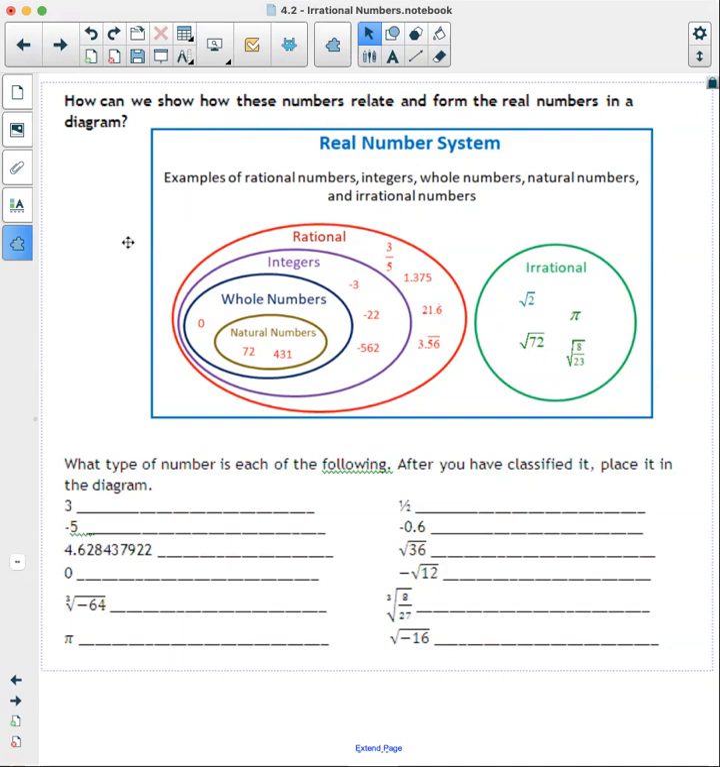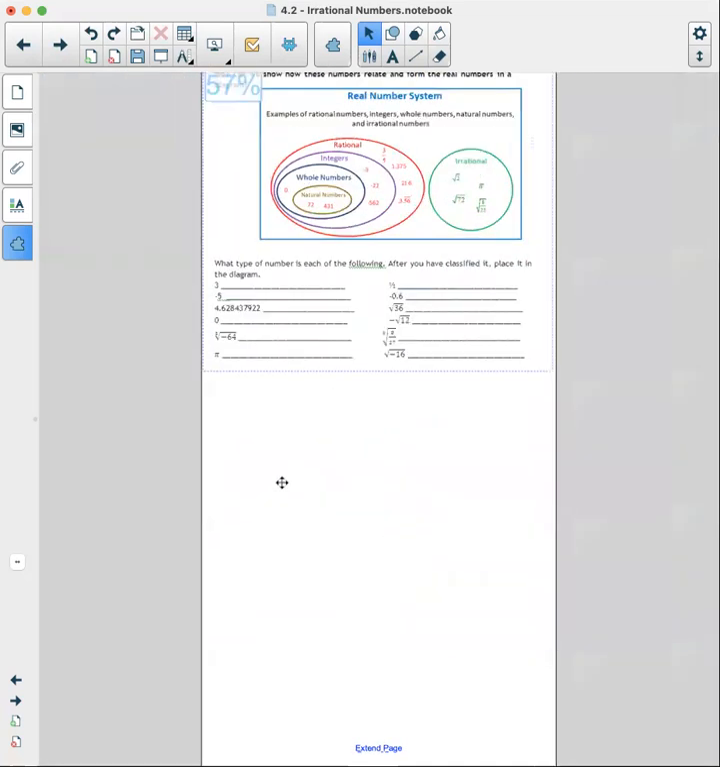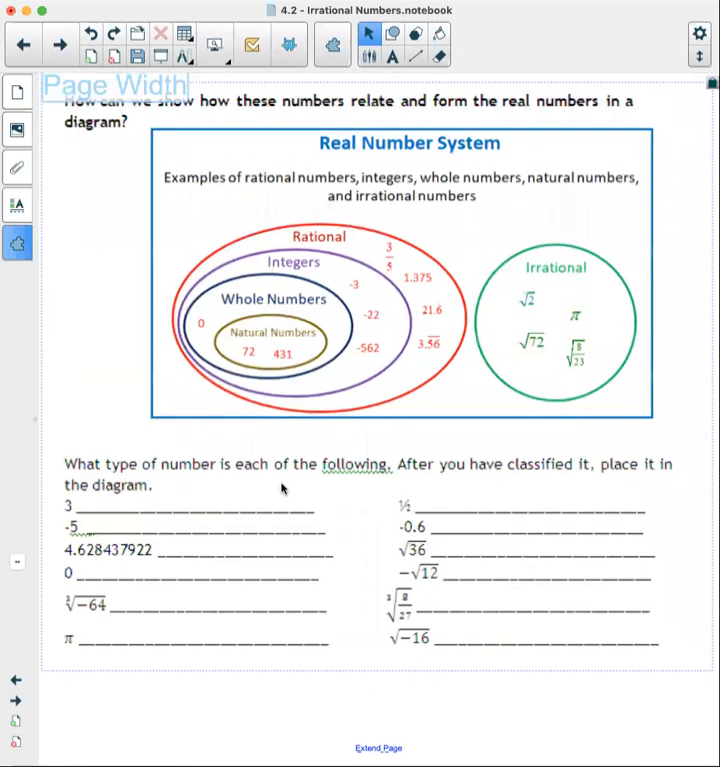Okay, so we'll start with number 3. And I'm just going to move down a little bit so I can.